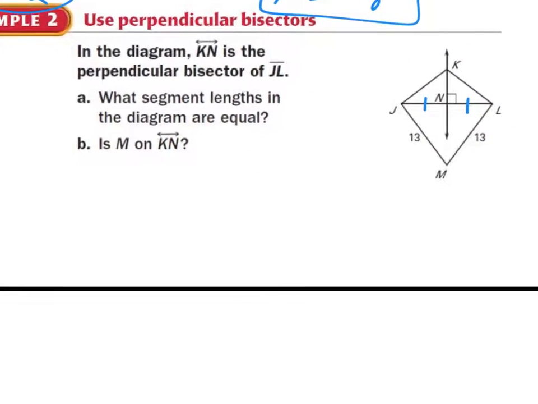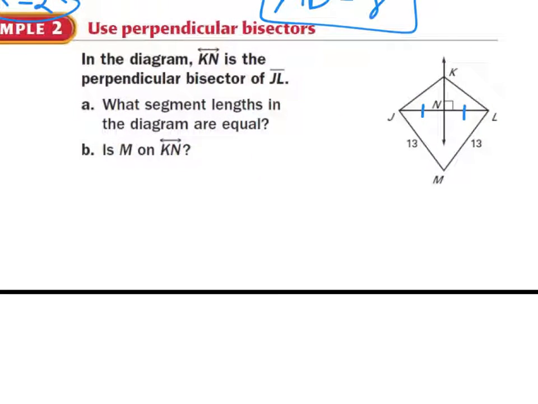Tori, what would the other set be? One more set of congruent segments. You say it again.